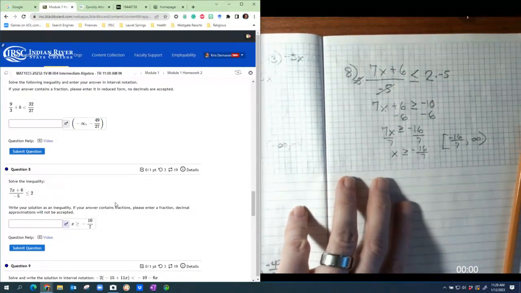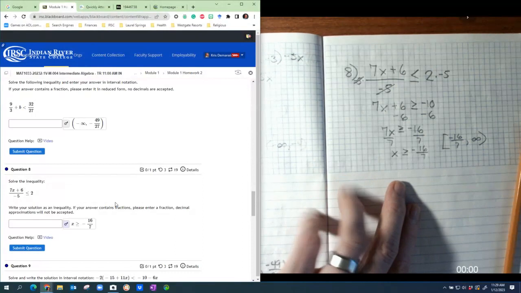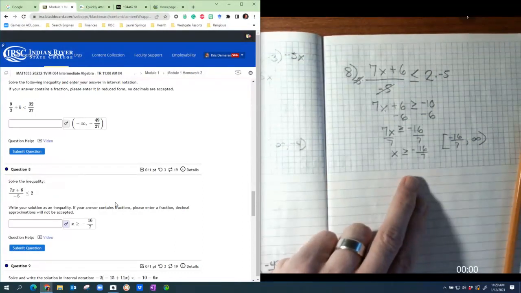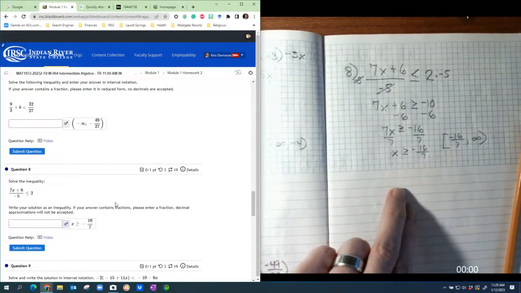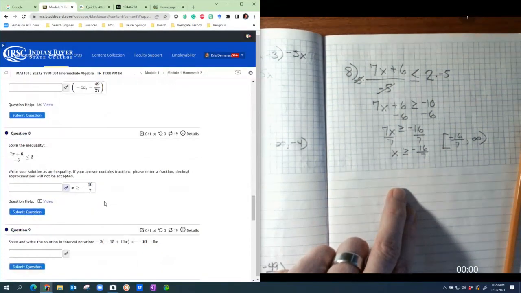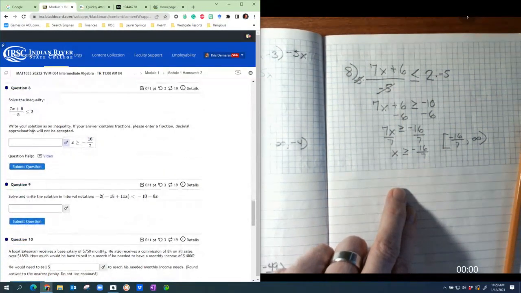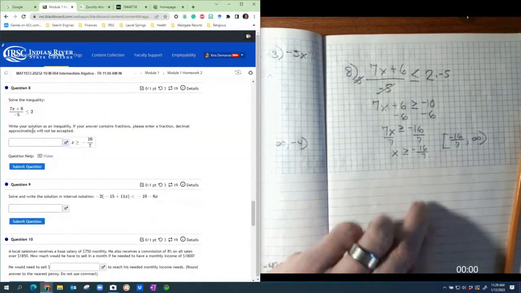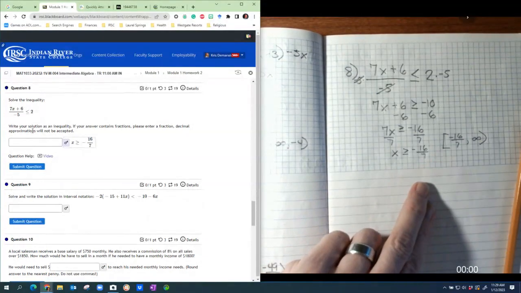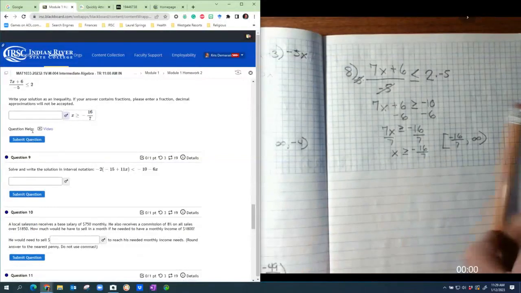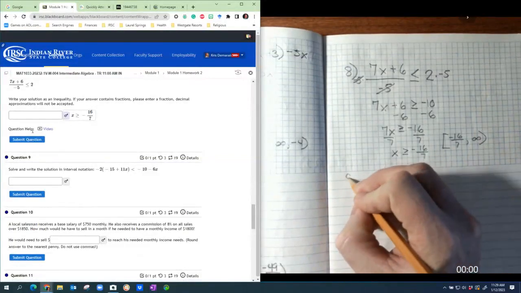Oh, that's great. They didn't even ask us for interval notation. So I did it anyway. I gave you this answer and that answer. Anyway, I didn't read the instructions, that means I should make sure to double check my reading before I write my answer. Okay, that's what that indicates. All right. Now, number 9.